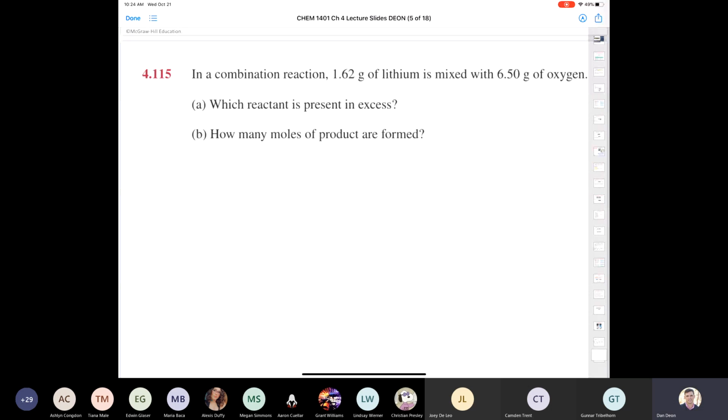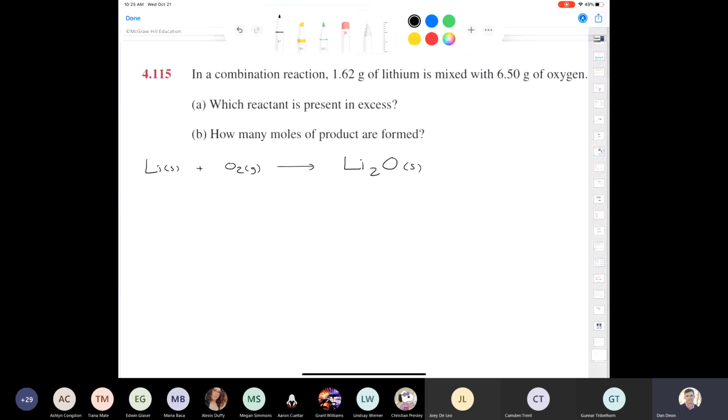In a combination reaction, 1.62 grams of lithium is mixed with 6.50 grams of oxygen. Which reactant is present in excess, and how many moles of product do you get? Okay, we're taking lithium, which is a metal, so it's a solid, and we're combining it with oxygen. And what are we going to get? We're going to get lithium oxide because we're combining a metal and a non-metal. What's the formula for lithium oxide? Well, lithium, it's in group 1A. It wants to have a charge of +1. And oxygen is going to want to have a charge of -2 because it's in group 6A. We have lithium oxide, and that is a solid compound.